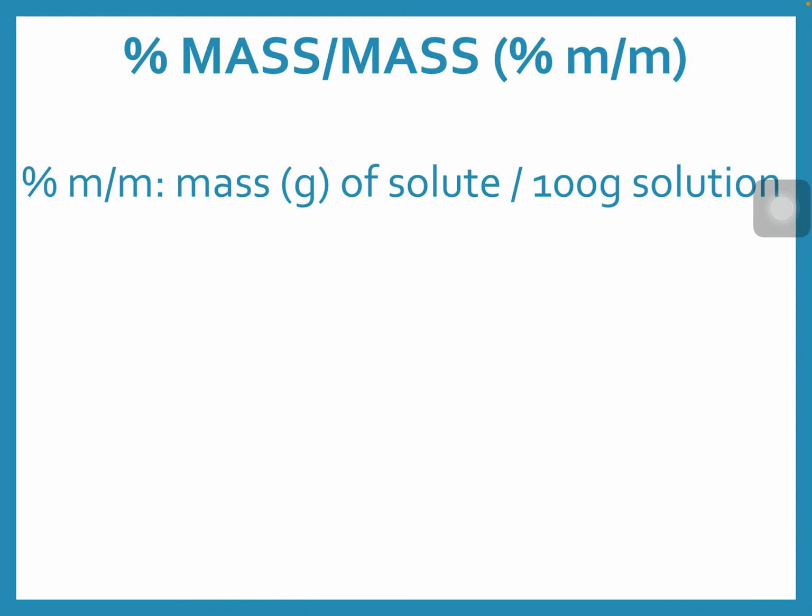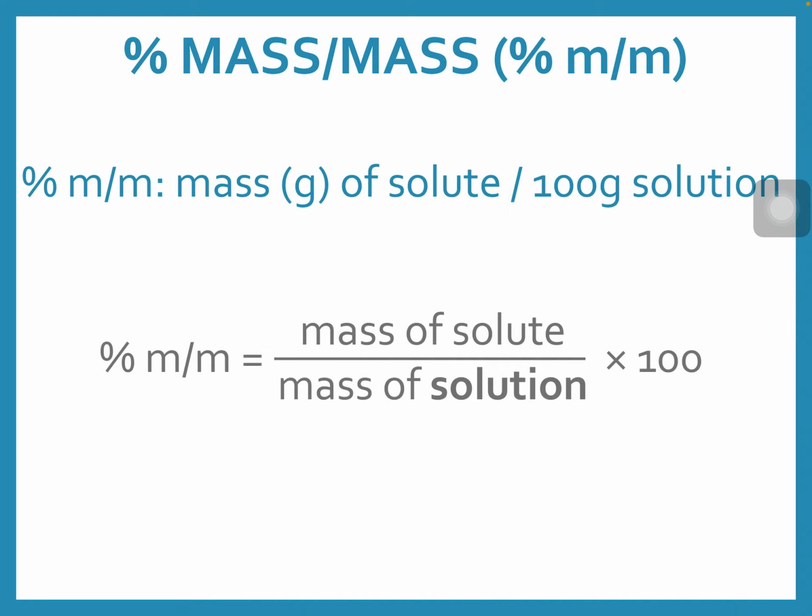So this is where we are talking about a mass in grams of solute per 100 grams of the solution. Remember, solution is total solute and solvent together. So to calculate that, the percent mass by mass would be the mass of the solute in grams divided by the mass of the solution in grams, and then multiply by 100.